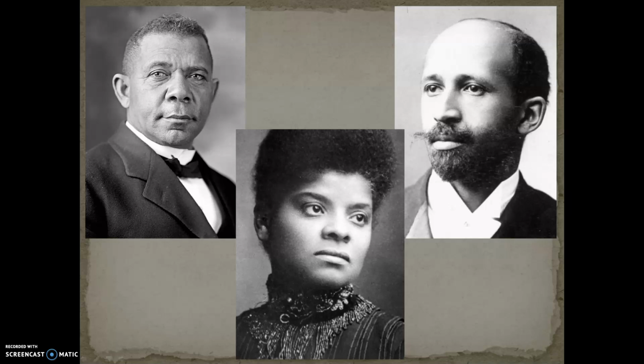Now, the determined-looking young lady in the middle there is Ida B. Wells. Ida B. Wells was a journalist from the South who wrote in the North, and she attempted to highlight through her articles and pamphlets the lynchings that were becoming more and more common in the South.